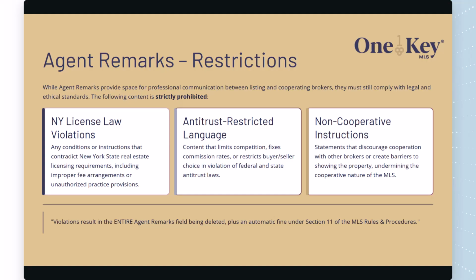Agent remarks. Agent remarks are designed for professional communication between brokers. They also have strict restrictions. The prohibited agent remarks include any language that violates New York State license law, of course. Antitrust restricted language, such as anything related to commission fixing or limited competition. Instructions that discourage cooperation with other brokers. I think most of us understand this, but it's worth mentioning. Just like public remarks, the violations could result in an entire agent remarks field being deleted along with an automatic fine.